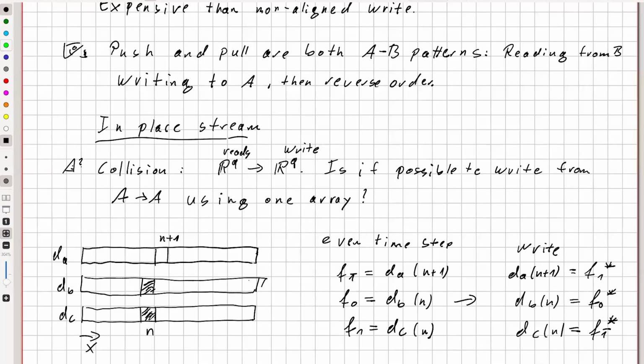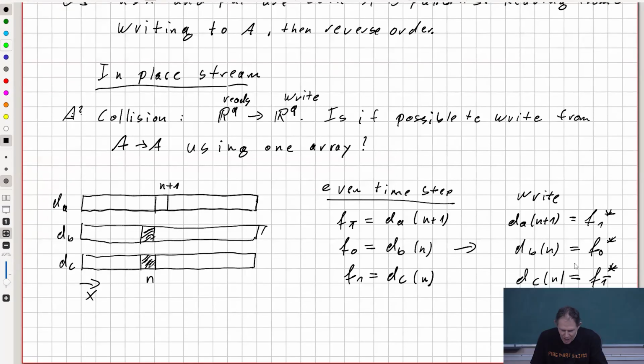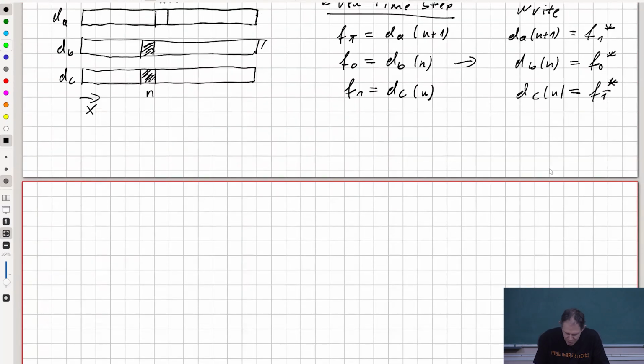So by having done this, we have actually moved the population F1 one step in positive direction and F minus 1 one step in negative direction. So we did the streaming. However, we reinterpreted the direction. So previously, dA was going in the negative direction, and now dA is going in the positive direction. So this was in an even time step. Now comes the odd time step.